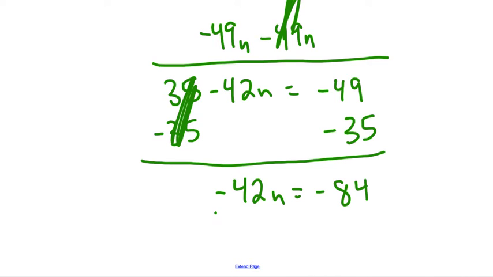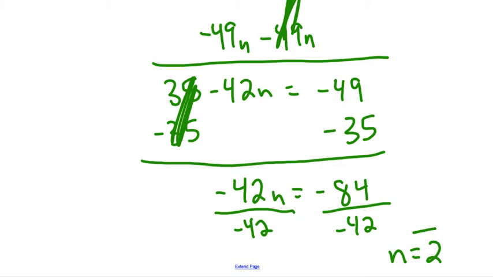And we got one more step here. Divide by negative 42. And n equals, divide those out, you should get positive 2. Okay? Final answer for number 8.